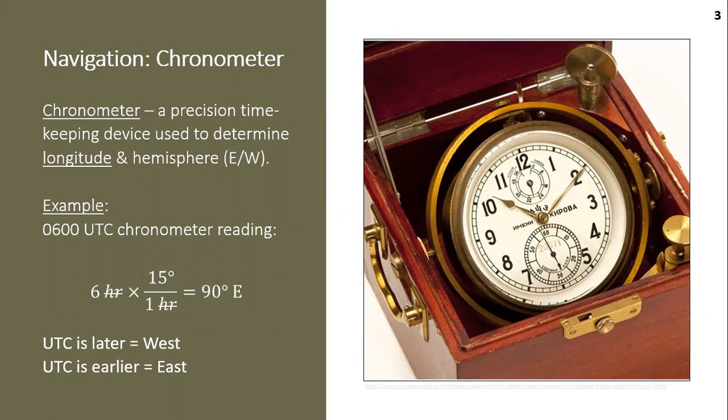However, how do you know whether you're in the eastern or western hemisphere? The rule of thumb states that if the UTC chronometer reading is later than noon, then we're in the western hemisphere. Or if the UTC chronometer reading is earlier than noon, then we're in the eastern hemisphere. Thus, 0600 is earlier than UTC noon, so we're positioned at 90 degrees east.